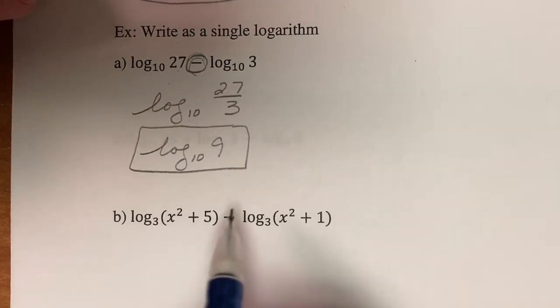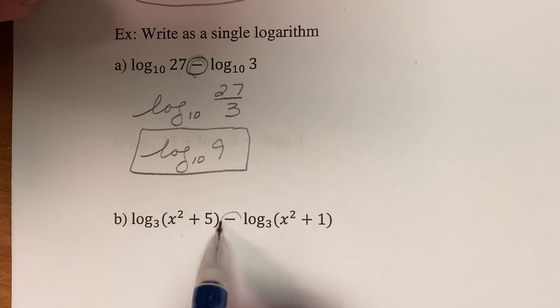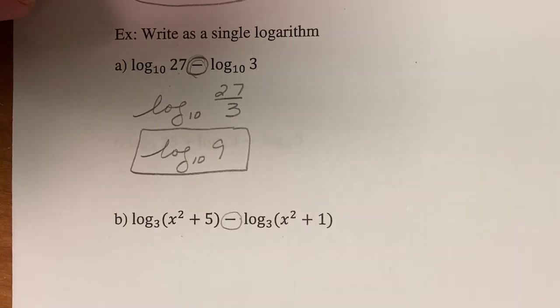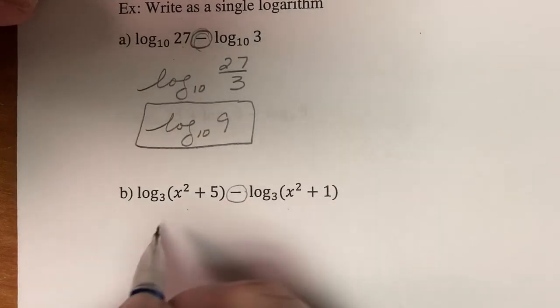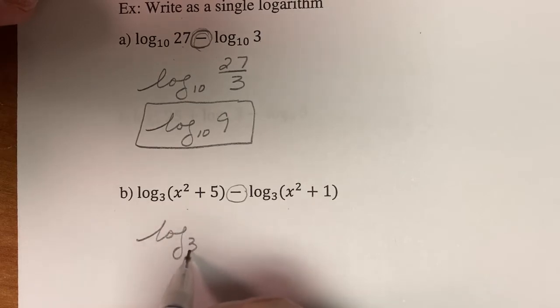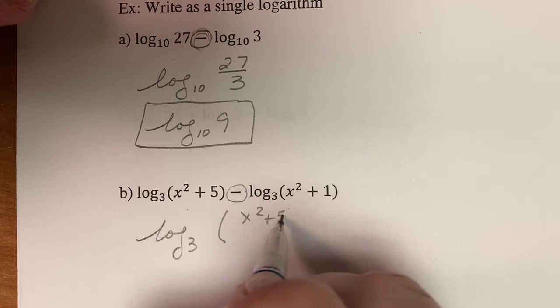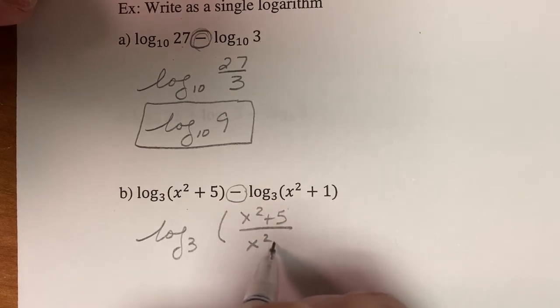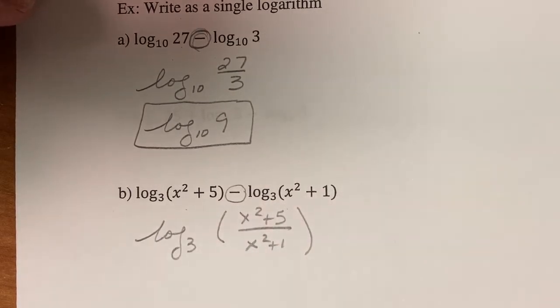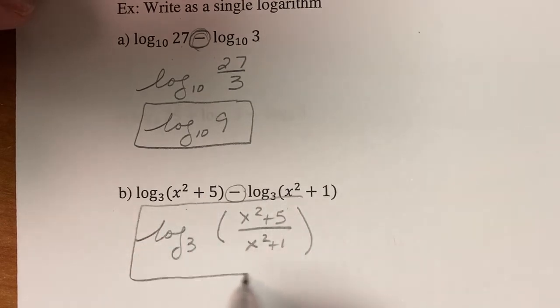Let's look at B. Again, we have two individual logs that are being subtracted, which meant division was happening originally. So we would rewrite this as the log base 3 of (x squared plus 5) over (x squared plus 1). And that's all you would do. You're done.